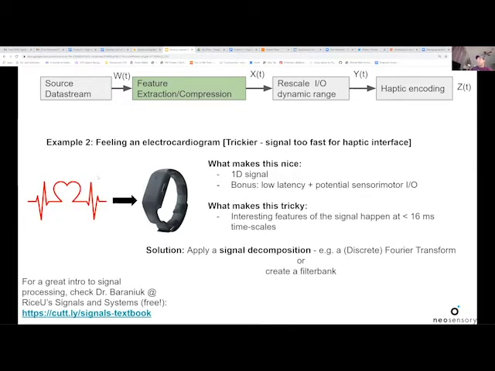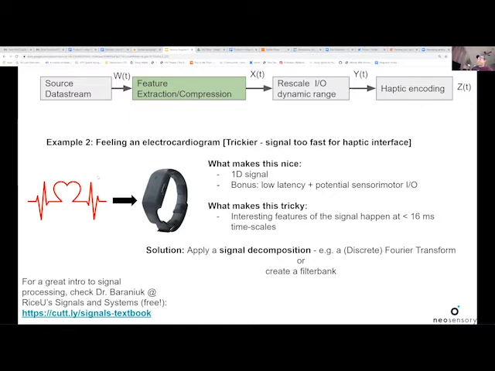Getting a little more challenging, and I'm basically pulling these examples out of thin air: let's say you want to tap into someone's electrocardiogram and feel the shape of their heartbeat and understand, is this a healthy heartbeat? Is this an unhealthy heartbeat? Is there something wrong with the heartbeat pattern? What makes this nice is, again, it's a one-dimensional signal, so you don't have dimensionality issues to worry about. You also have that same low latency bonus, and if the electrocardiogram sensor is strapped to yourself, you can get some feedback right there.